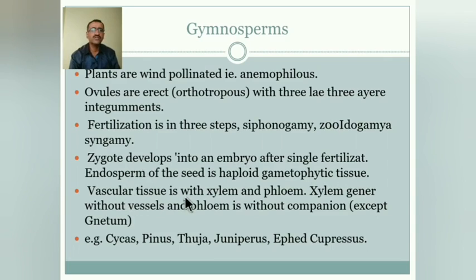Vascular tissue has xylem and phloem. Xylem without vessels and phloem without companion cells. That is the characteristic of phanerogams or gymnosperms. Here there are no vessels. In angiosperms vessels are present, because that is the most evolved group in the plant kingdom. There are different examples of gymnosperms: Cycas, Pinus, Thuja, Ephedra, Araucaria, and Juniperus. These are the different examples of gymnospermic plants.